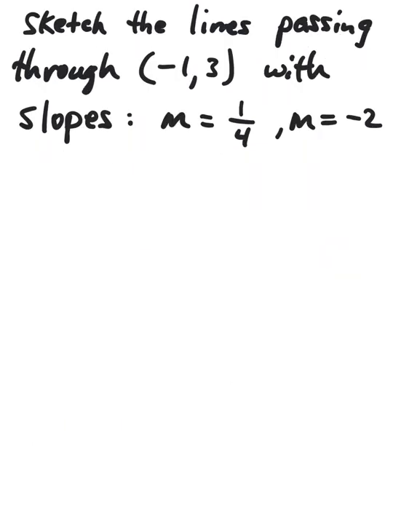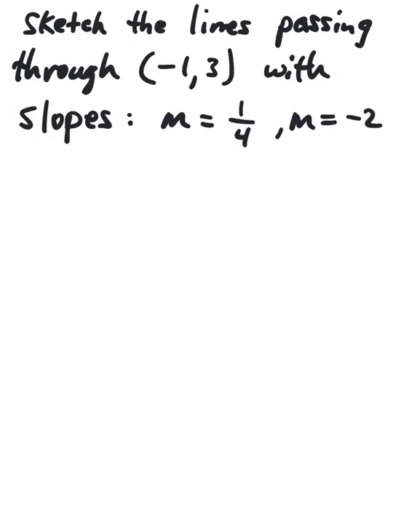As a quick exercise, let's sketch the lines that pass through the point -1, 3. The first line we're going to sketch will have a positive slope of 1/4. The second line will have a negative slope of -2. First, let's plot -1, 3.